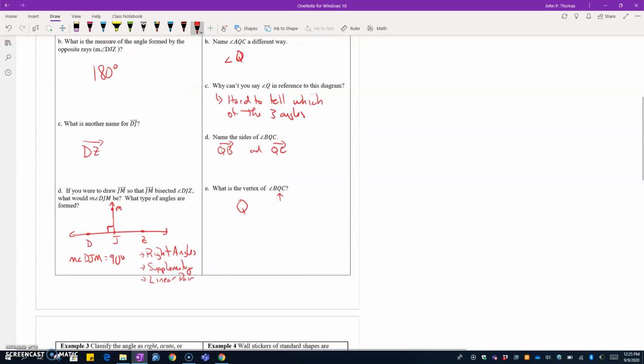All right, so that covers page 1 of our notes from this section. I'll be back in a minute with page 2.